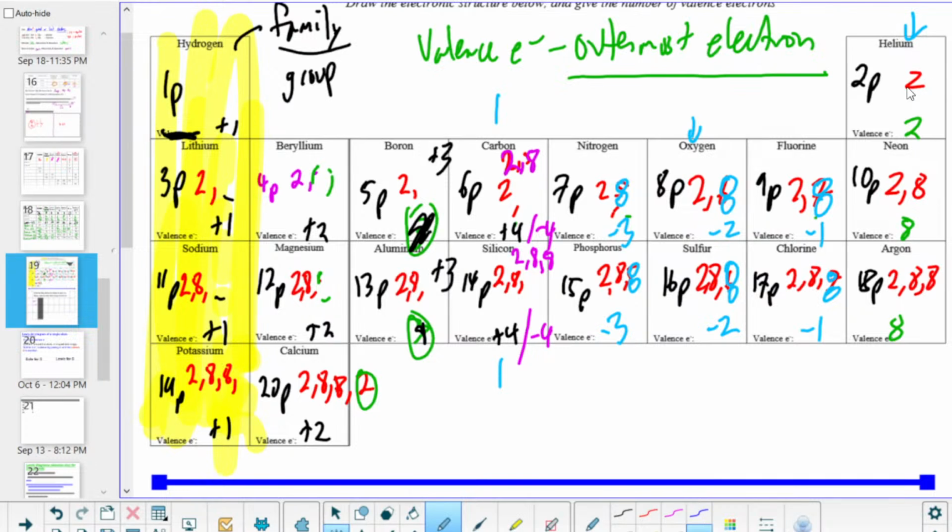They're not going to engage in any bonding. They're not going to give up any electrons. They're not going to add any electrons. They have everything they need. Whereas everybody here doesn't have everything they need. They either have to add or take away. Yes?